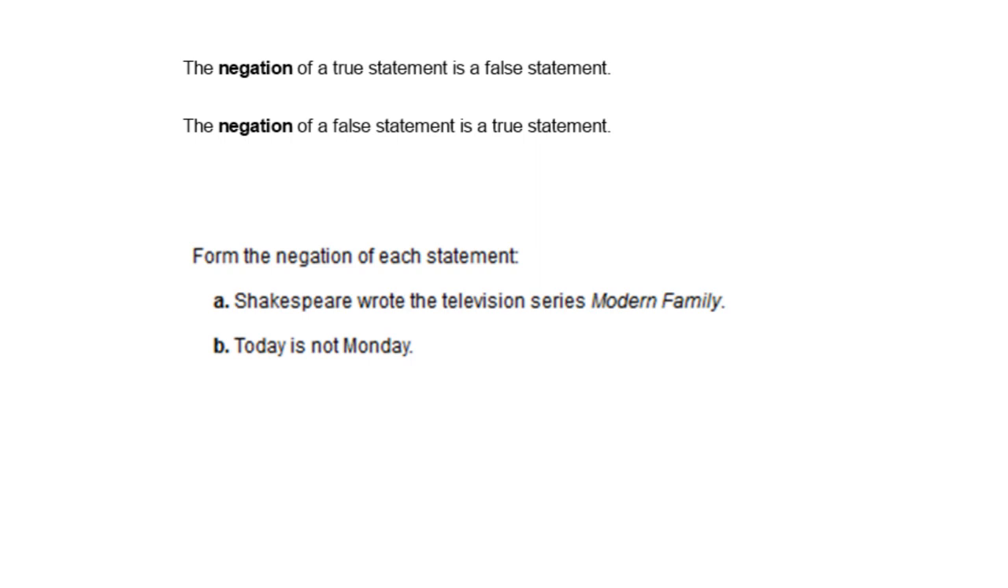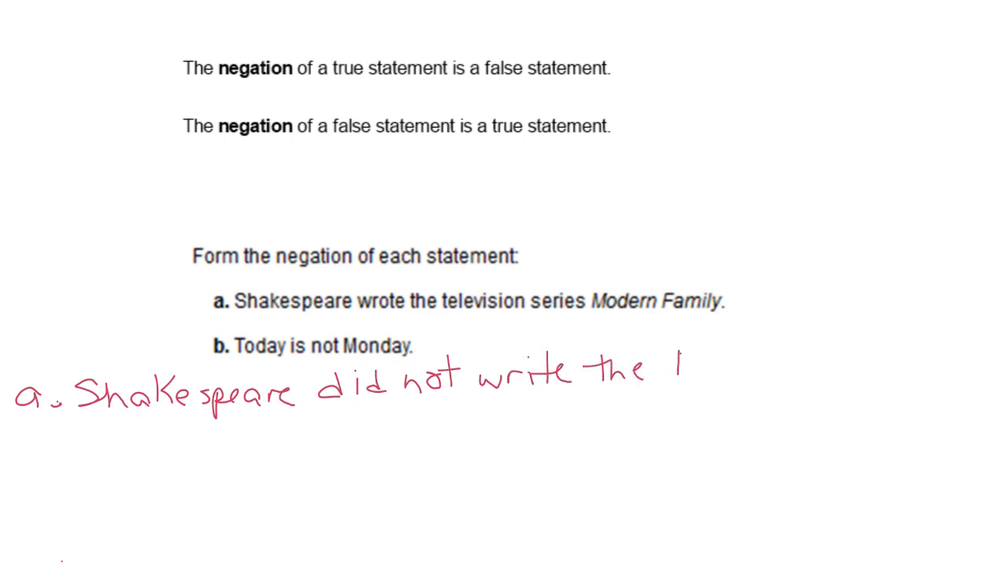All right, so this says the negation of a true statement is a false statement. So if the original statement is true, the negation would be false, and vice versa. The negation of a false statement is going to be true. So if the original statement is false, then the negation would be true. Form the negation of each statement. So let's take a look at the first one, A. It says Shakespeare wrote the television series Modern Family, and we need to write the negation of this. So let me start us out with just saying Shakespeare. And since it said he wrote, we're going to say Shakespeare did not write the television series Modern Family.